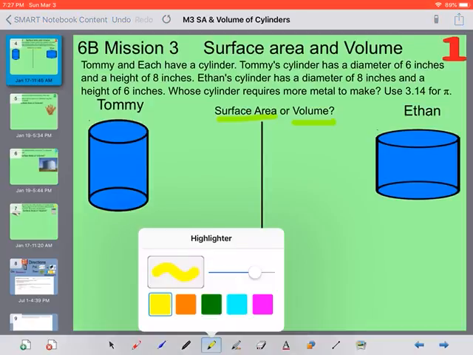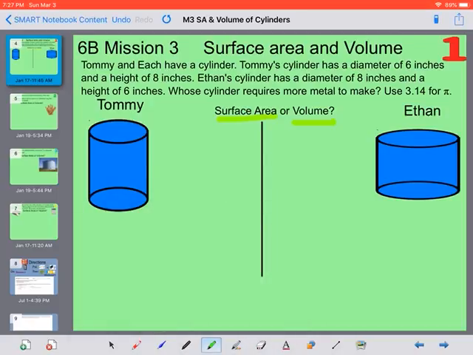So first it says, Tommy and, oops, it's supposed to say Ethan, that's my mistake. Tommy and Ethan each have a cylinder. Tommy's cylinder has a diameter of 6 inches and a height of 8 inches. So I'm going to label it right now because here's Tommy's cylinder. Diameter of 6, so remember that goes all the way across, and a height of 8.